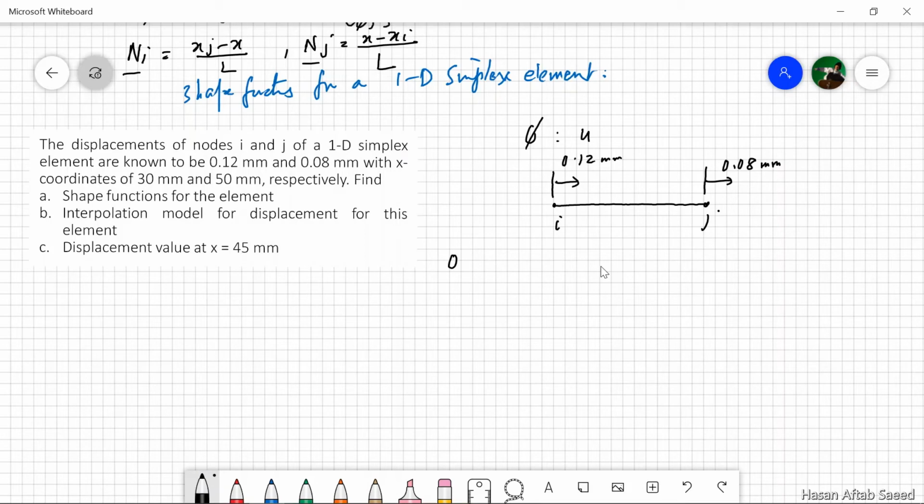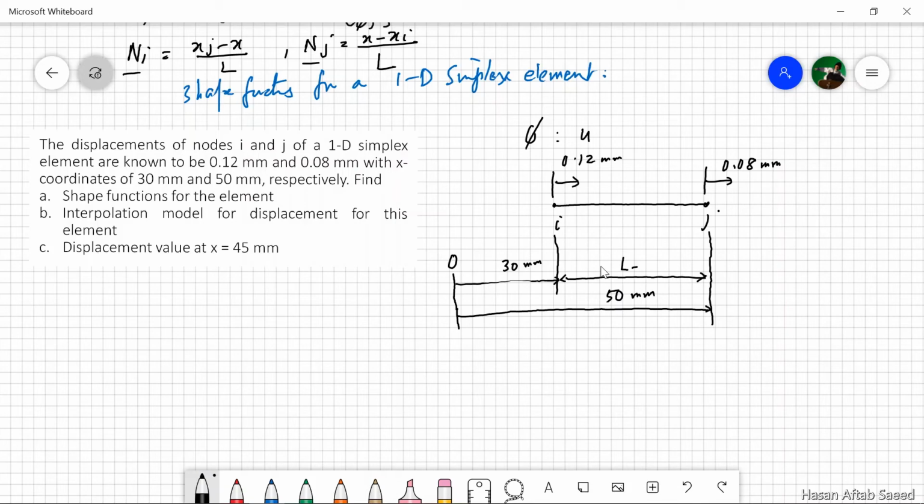Now this is the origin, and the x coordinate of node i is 30 millimeters, and the coordinate for node j is 50 millimeters here. Now the length will of course be 50 minus 30, this is the length, 20 millimeters. Now we need to first of all calculate the shape function. It's just a matter of putting in the values.